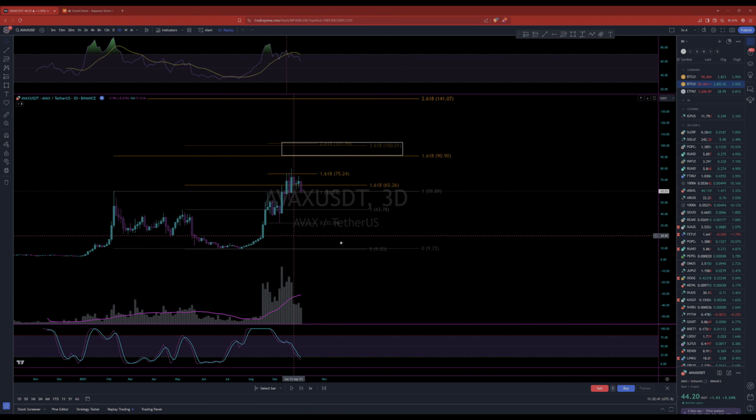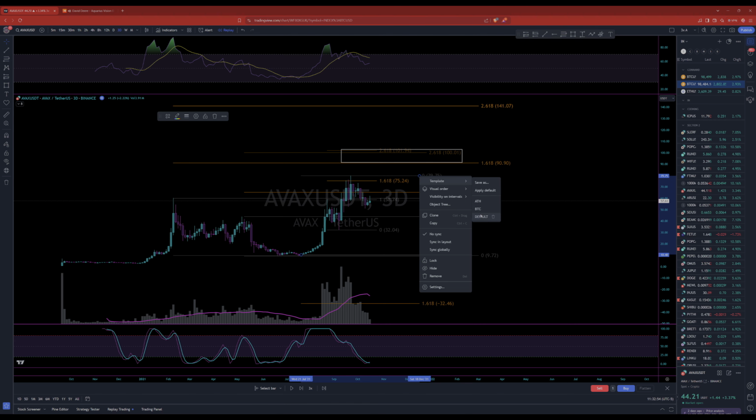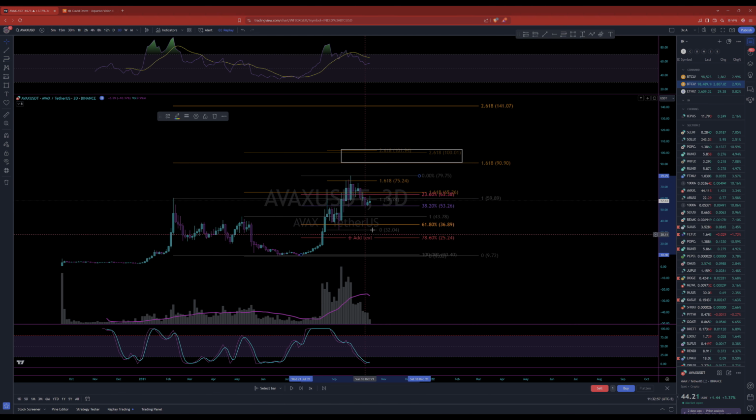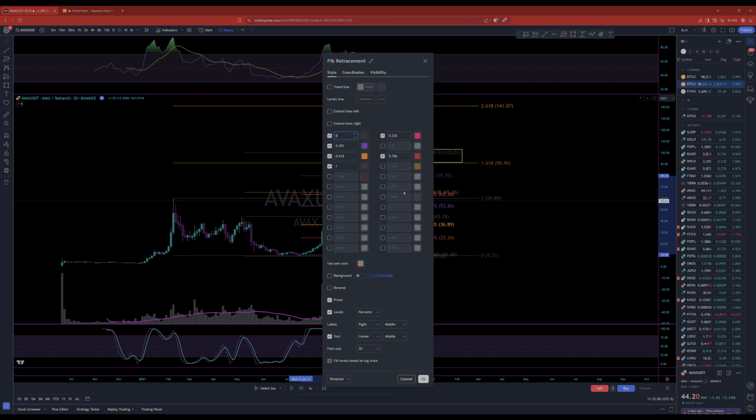So we'll do this, bottom to top. Template, default. Bouncing off the 382. I'm gonna save this as default, taking that off. Save as default. Save, yes.